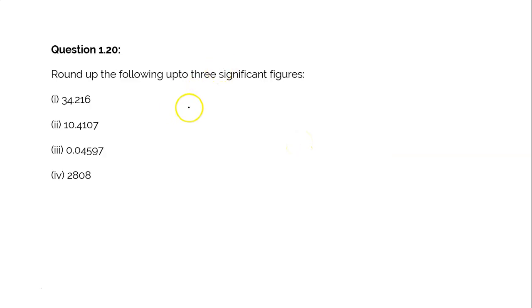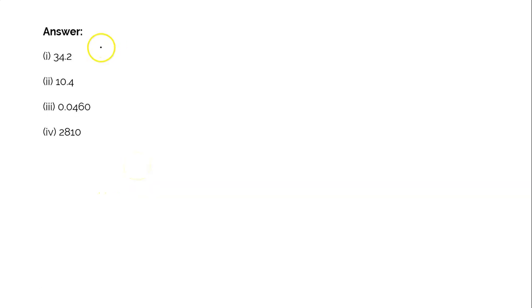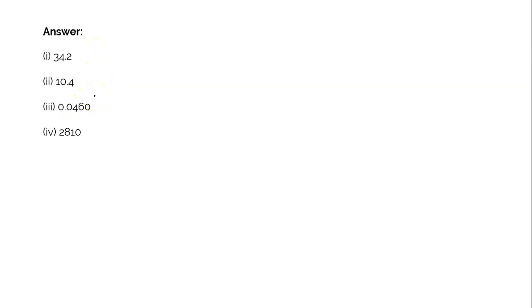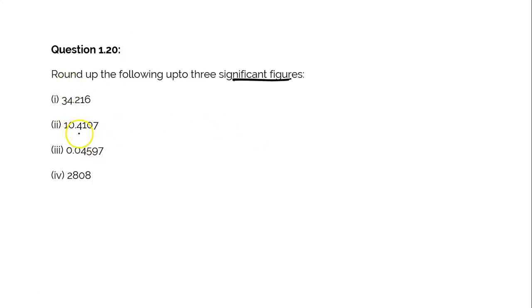Next question, number 1.20. Round up the value up to 3 significant figures. You've got to round up these values in such a way that you get 3 significant figures remaining. So in the first case, I'm rounding up the value 34.216 in such a way that I get 3 significant figures, 34.2. Now the second case, I have 10.4107. I'm rounding up this value in such a way that I have only 3 significant figures, so I'm avoiding the rest and getting 10.4.